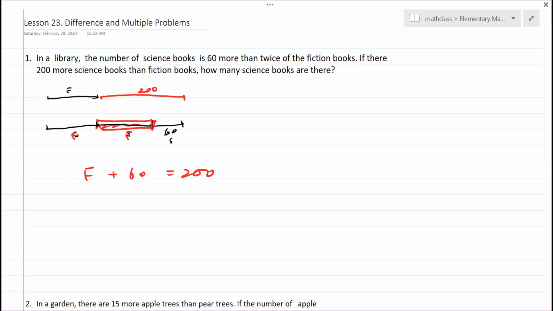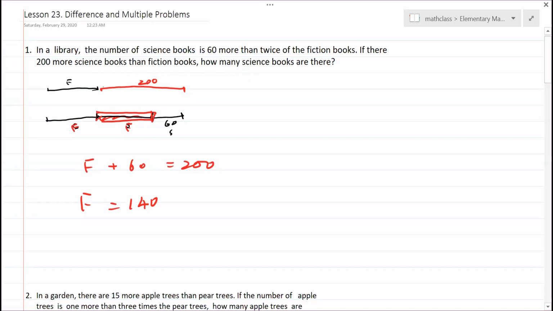So if you compare both sides, you can see that one section for the fiction books should be 200 minus 60. So the number of fiction books is going to be 140. If you figured this out, then you can tell the number of science books. Did you get it? Or did you get different answers?